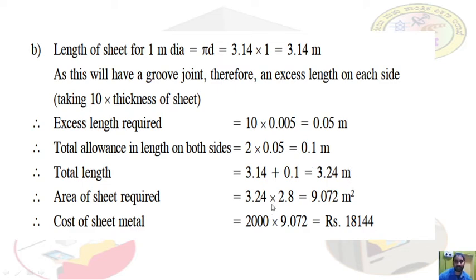So the area of the sheet required is 3.24 into 2.8 meter. So this is the actual area of the sheet required, 9.072. The 2000 is the cost of the material for 1 meter square. We require 9.072 meter square of such sheet. The cost of the sheet will be 2000 into 9.072, that is 18,144.